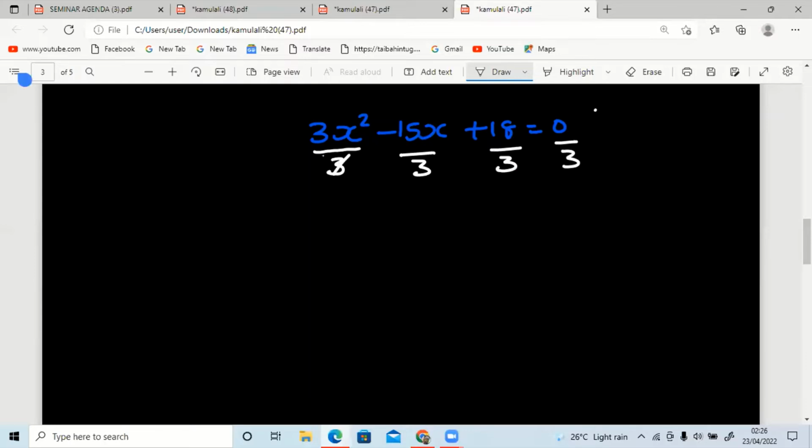So this 3 and this one reduce, you remain with x squared minus 5/3 x plus 1/3. Then 1/3 is what? 6. Equals to what? 0. Then here, go on and use your completing what? Square.